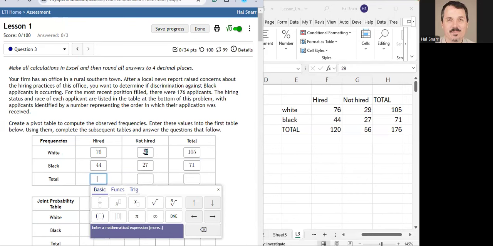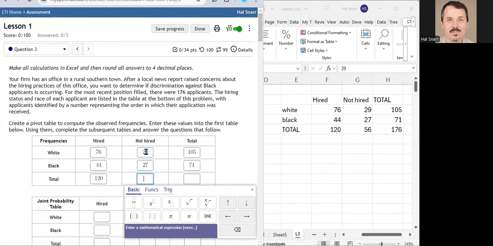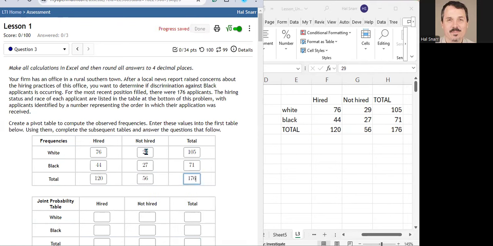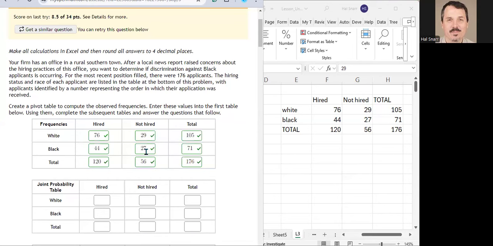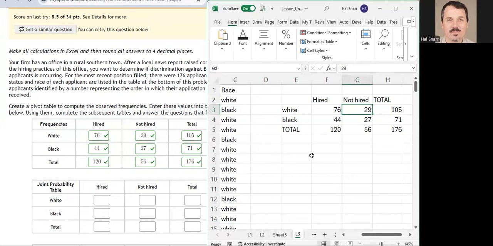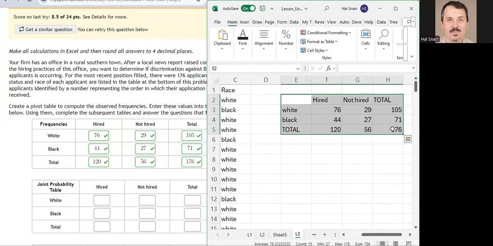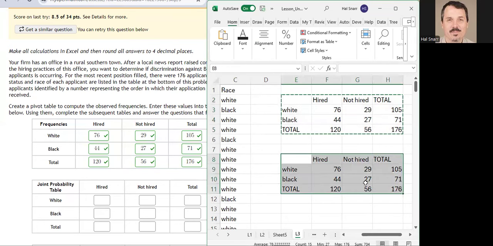The total number hired was 120. And the total number of not hired was 56. And then the overall total was 176, right? And then I'm going to hit enter and I should get it right. Everything's correct. Okay, so what I want to do now is copy this down here. We're going to make the joint probability table. Then I'll delete the numbers.